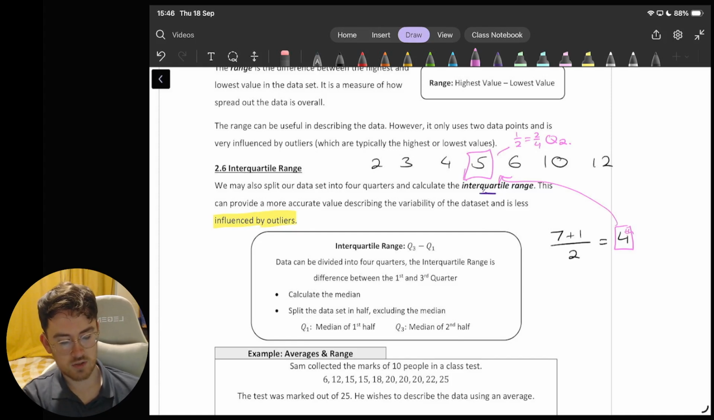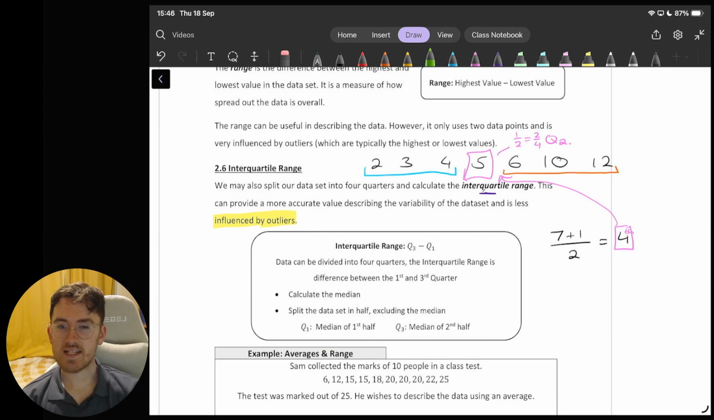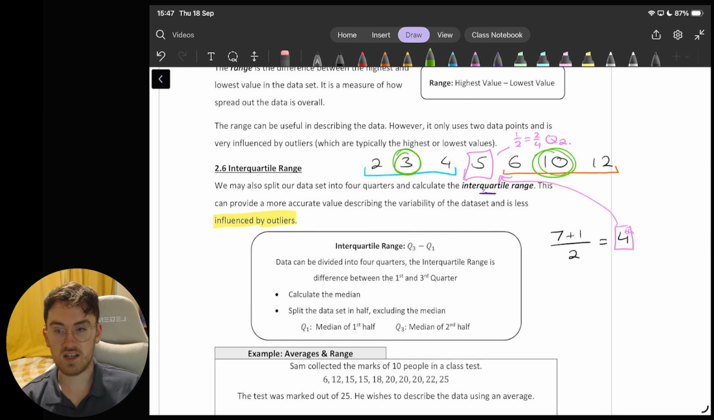What I'm then going to do is look at the data that's left. So here I'm looking at 2, 3, and 4, and then above that, I will be looking at 6, 10, and 12. To calculate the quartiles, Q1 and Q3, I am going to take the median of both of these. Now, the median is the middle term. Looking at it, I can see quite clearly that the middle term there is 3, and the middle term of these 3 is 10. I can see it fairly clearly, just by looking at it.